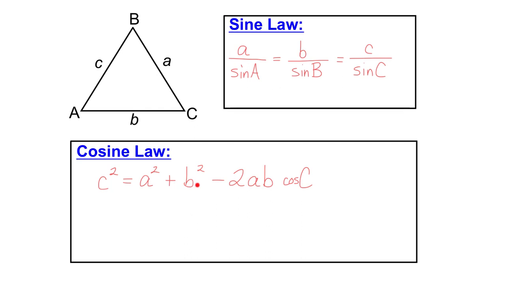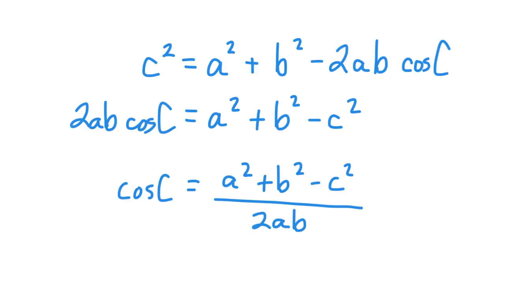We could do some algebra to rearrange this equation to solve for a missing angle. If I have c squared equals a squared plus b squared minus 2ab cos c, I can rearrange, have positive 2ab cos c, move this to the other side, it becomes minus c squared. To solve for cosine of c, I divide by 2ab, and I end up with this.